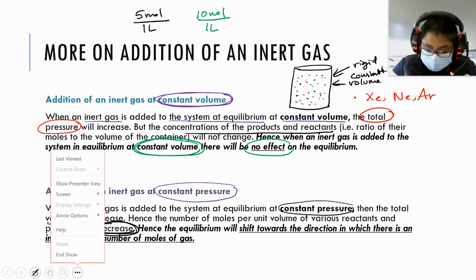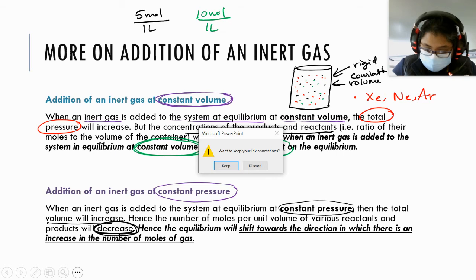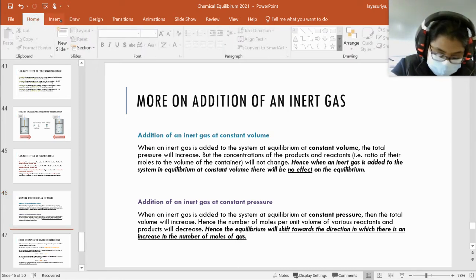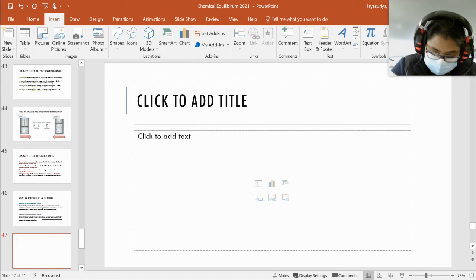mathematically. Hold on, I want a new slide here. Discard. I'll put in a new slide here. There we go. All right.